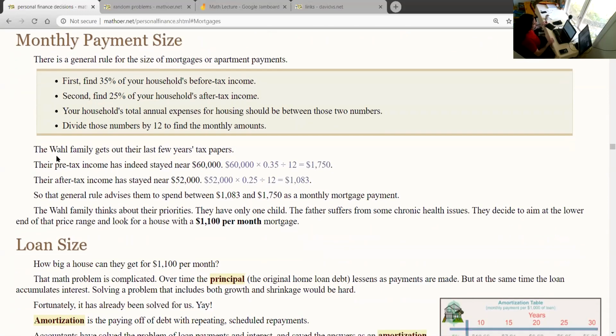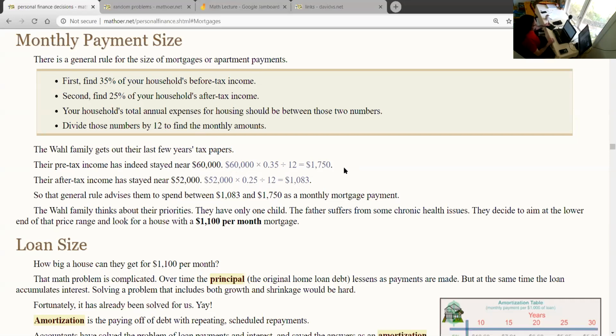Let's look at our example family. So they're going to say that they spend that 60,000 is their pre-tax income, so 35% of it, and then divide by 12. So that would give us 1,750.